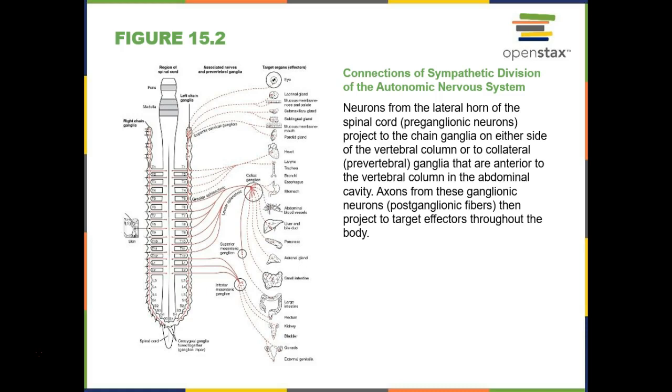This is a figure from your textbook showing connections of the sympathetic division of the autonomic nervous system. It's hard to read on here, but if you look in the book, you can see things that are going to be stimulated by the autonomic nervous system in the sympathetic region that will either cause stimulation or inactivate the different activities.